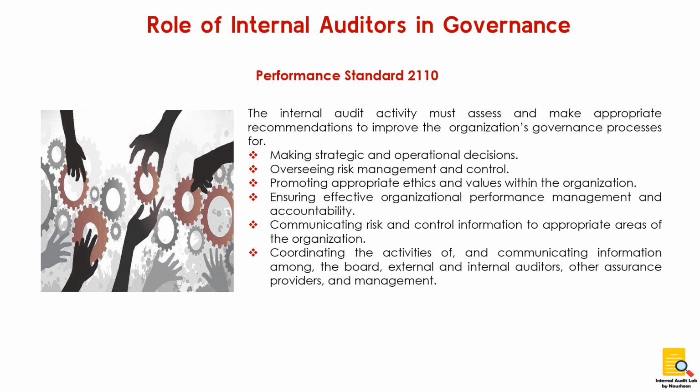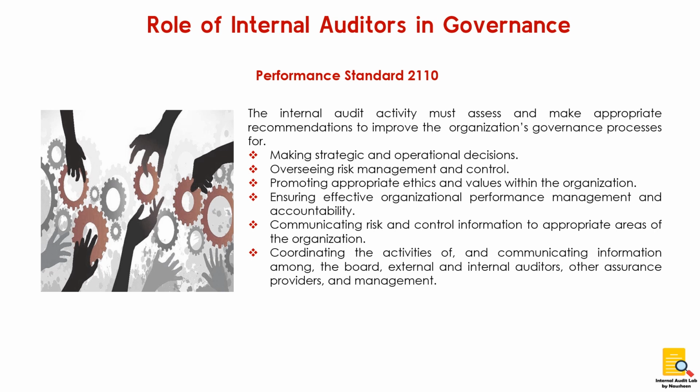Secondly, overseeing risk management and control. The internal audit activity typically reviews the process for conducting the annual risk assessment. It may also review minutes from the meeting where the risk management strategy was discussed, as well as previously conducted risk assessments. Number three, promoting appropriate ethics and values within the organization. To assess how an organization promotes ethics and values, both internally and among its external business partners, the internal audit activity may review the organization's related objectives, programs, and activities.